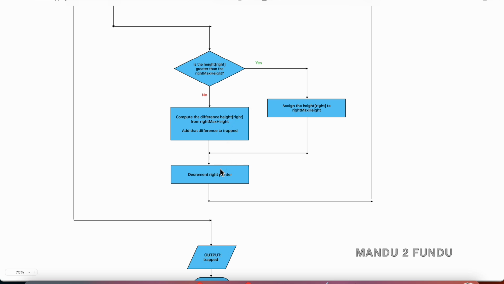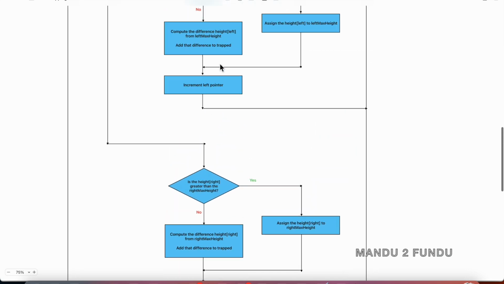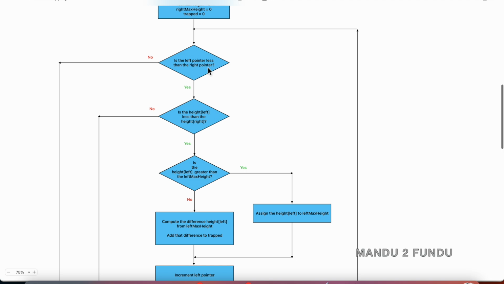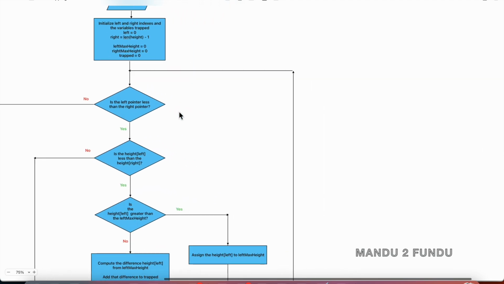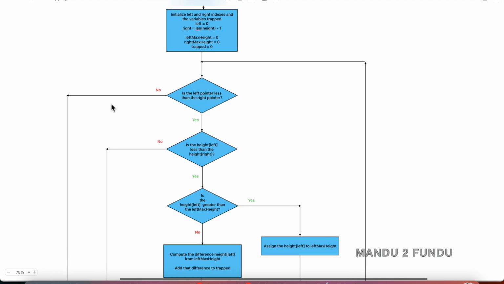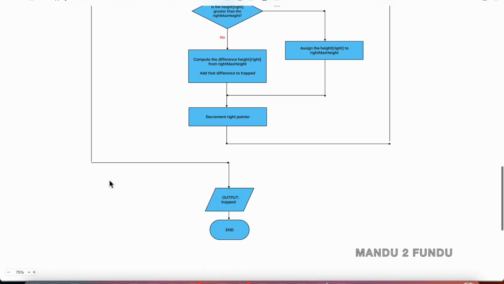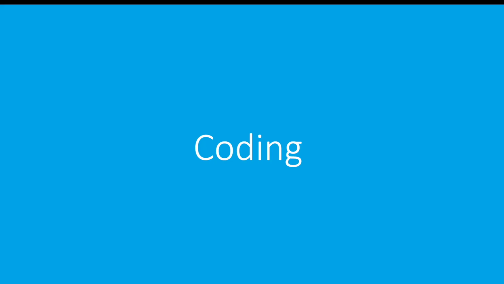Once that is done, then we have to advance the right pointer, so we decrement. So we repeat this process until the left and right pointer meets. Okay. So once the left and right pointer meets, then we come out of the loop and we return the trapped count. Let's move on to coding.